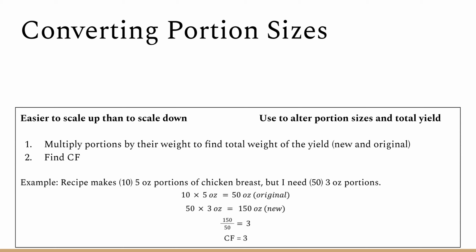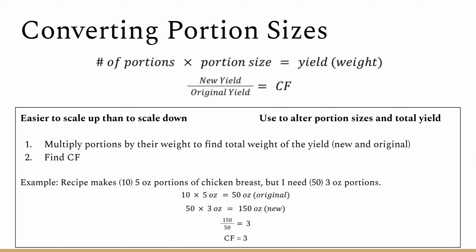And when we convert portion sizes, we are either scaling up or scaling down, but it is easier to scale up. And this is used to alter portion sizes and total yields. That equation looks like this. It is 2 steps, almost 3 actually.